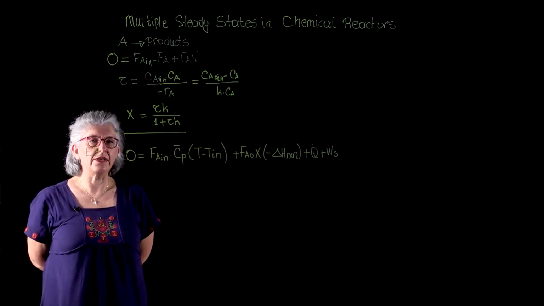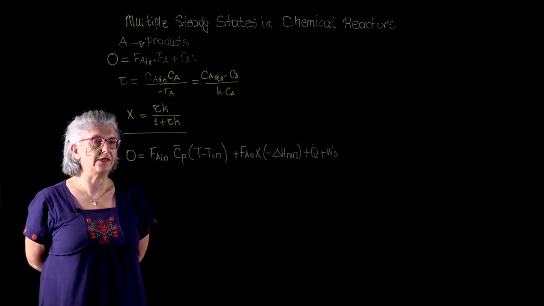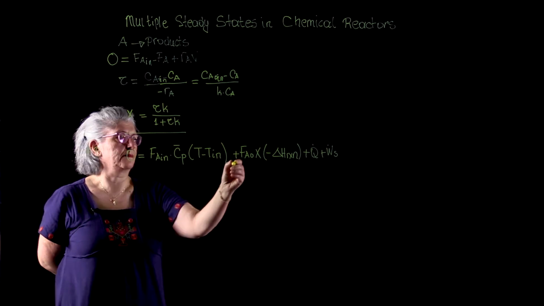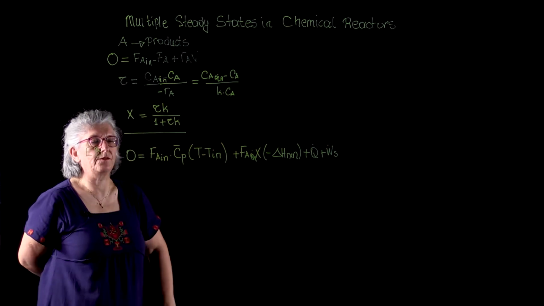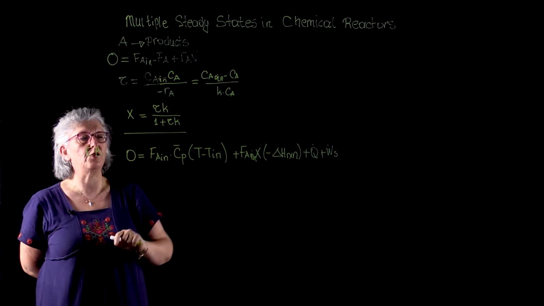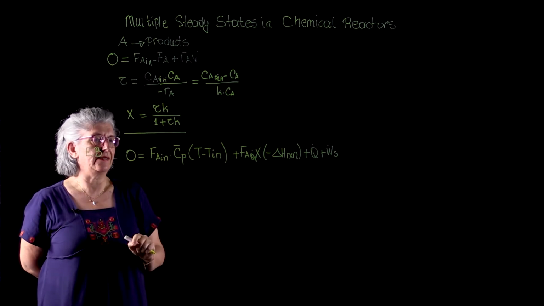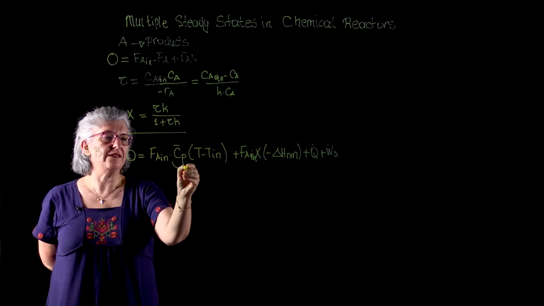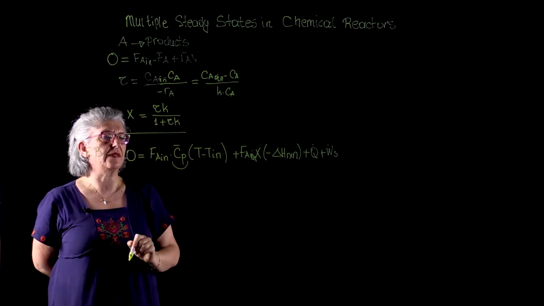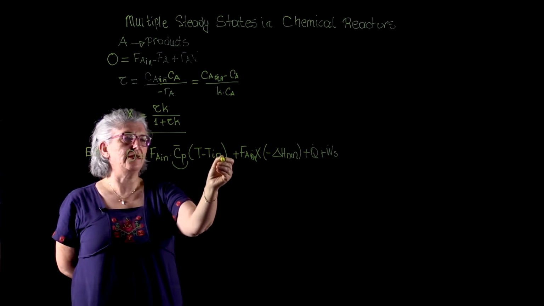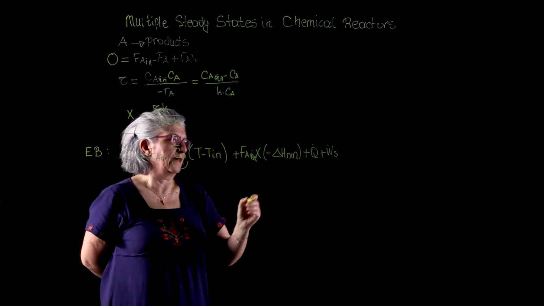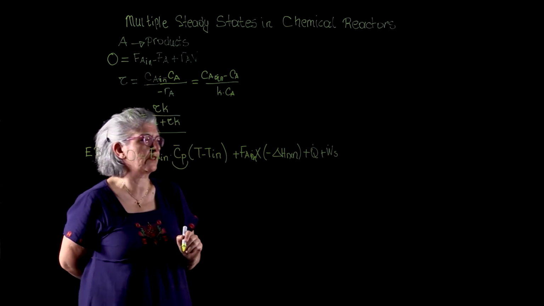The conservation of energy under steady state conditions was derived as written on the screen. We have the function expressed in terms of the molar flow rate of species A that comes in. This is an average heat capacity we will derive later in the video. T represents the temperature in the reactor. T sub in represents the inlet temperature. This is the reaction enthalpy, heat exchange, and the shaft work related to the impeller.